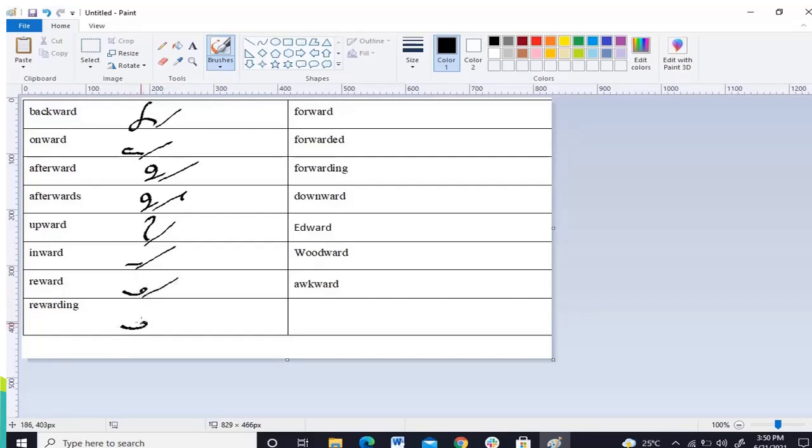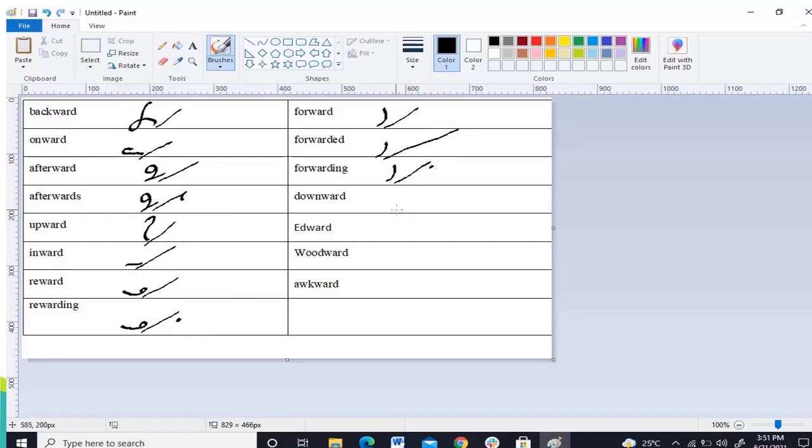Rewarding, so we have re-ward-ding. Forward, so we have for-ward. For is a brief form represented by the F stroke. Next, forwarded. Diretso na yan. Forwarding, so forward, ding. Ulitin natin yung word. Word, ding.